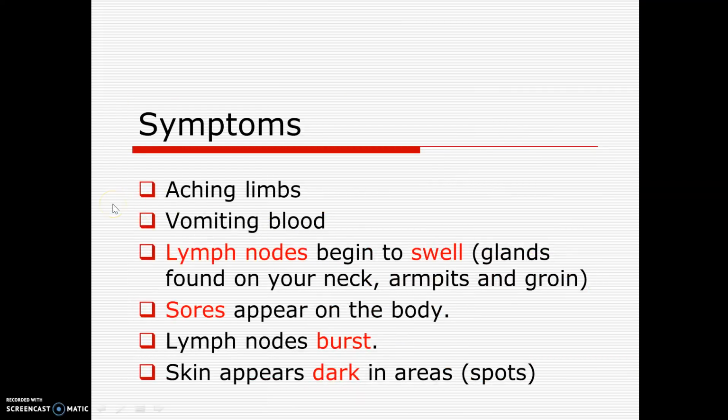Symptoms. Some of the symptoms of the plague included aching limbs, vomiting blood, and swollen lymph nodes, which you can actually feel if you feel under your jawline. There are little balls underneath your jaw. Those are your lymph nodes. When you have the plague, they begin to swell really, really big. I've heard some were as large as a chicken egg, some say as large as a baseball. These are the glands found on your neck. They're also in your armpits and your groin area.